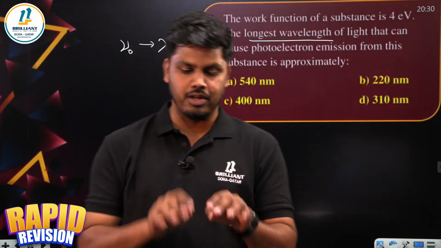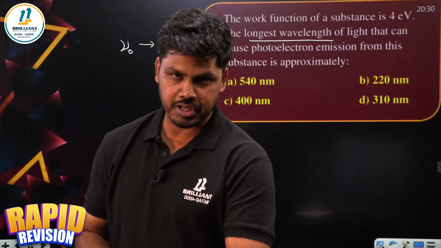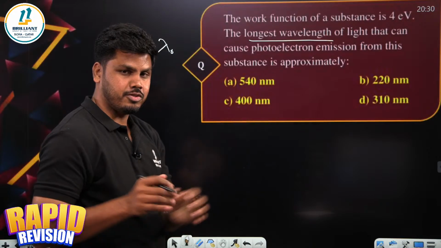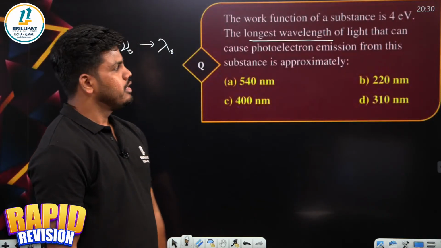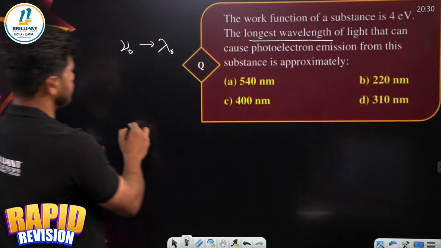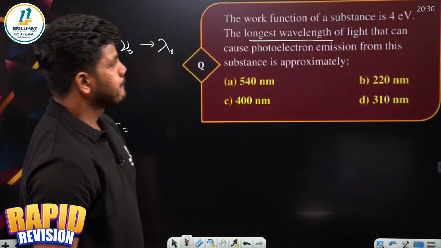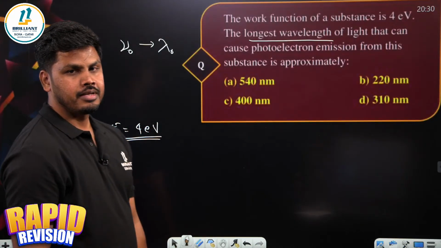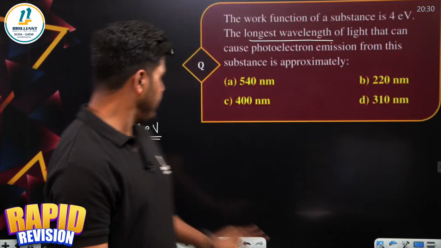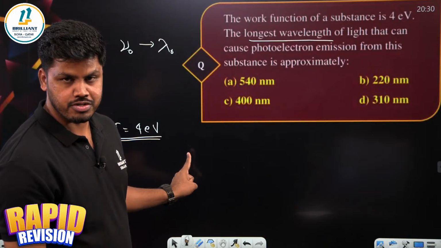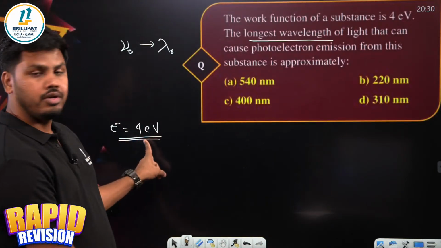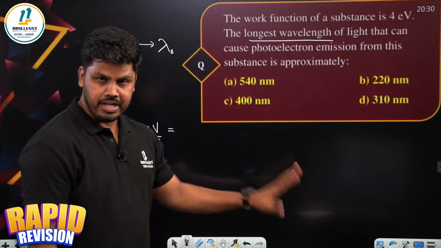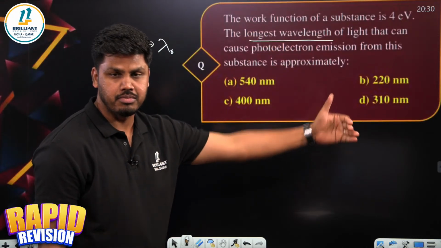Yes, threshold frequency is the lowest possible frequency for photoelectric emission. But wavelength will be longest at that time. Correct? Smallest frequency, longest wavelength. So you are given work function in electron volt. It is E is equal to 4 electron volt. Energy is given. That is a work function actually. So the minimum energy of the radiation should be how much? 4 electron volt. That's the meaning of work function. At least the incoming radiation should have an energy of 4 electron volt. Then what will be the wavelength of that particular radiation? That is the longest, maximum wavelength possible.